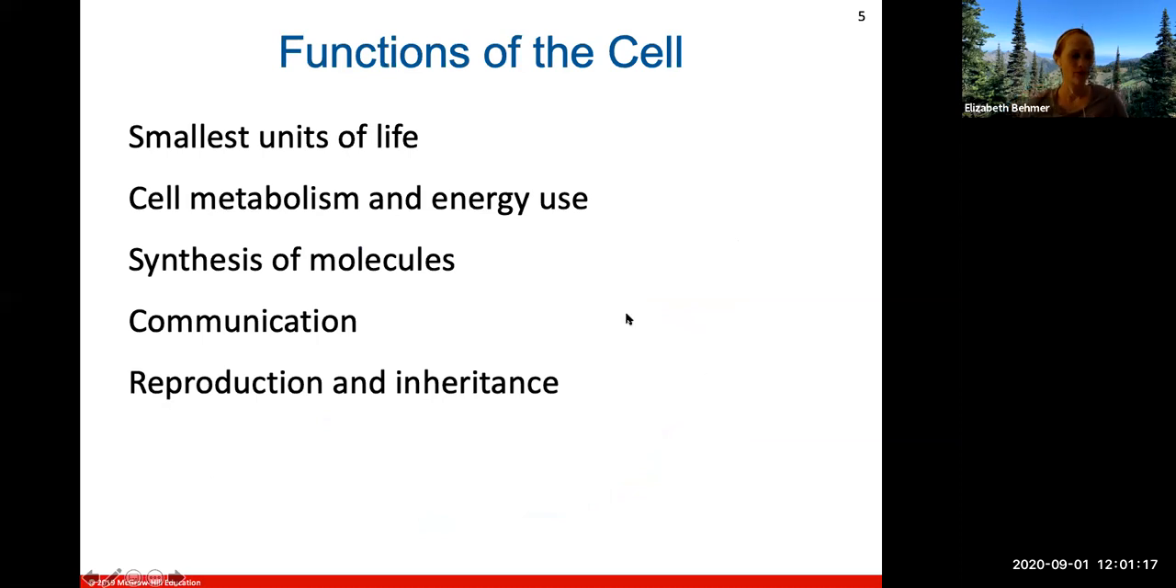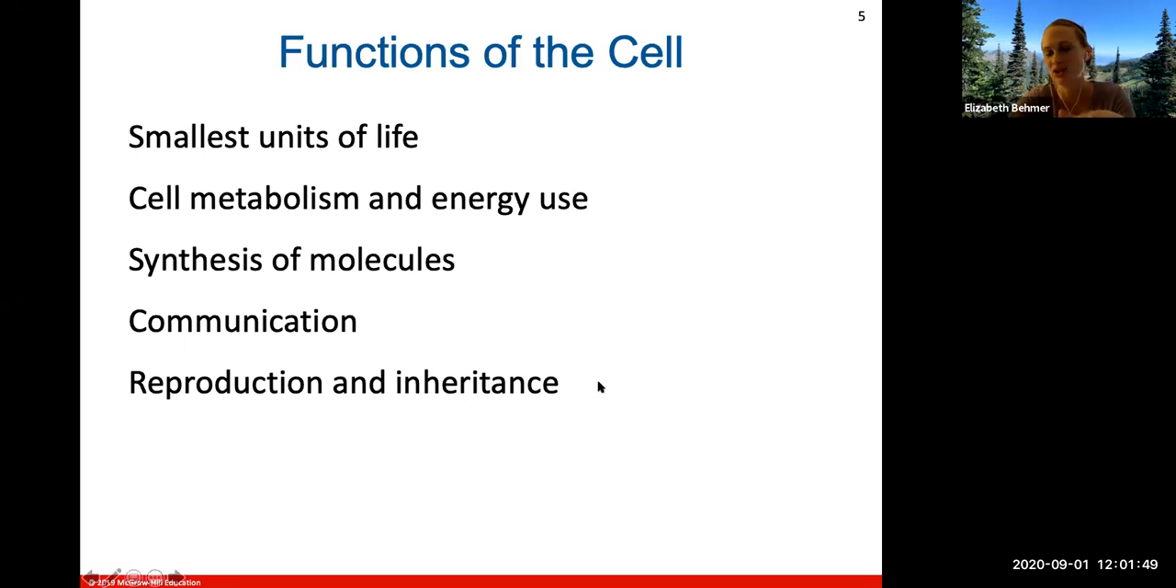Let's talk overview though, the functions of a cell. It's the smallest unit of life. It's able to perform cell metabolism and use energy. That means it takes in glucose and breaks it down for energy use. It can synthesize new molecules. It communicates with other cells, and it also reproduces, and by reproduction it'll pass along its inheritance, or its genes in the form of DNA. So that's what inheritance means.